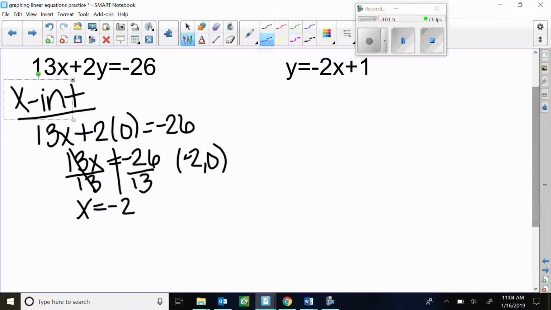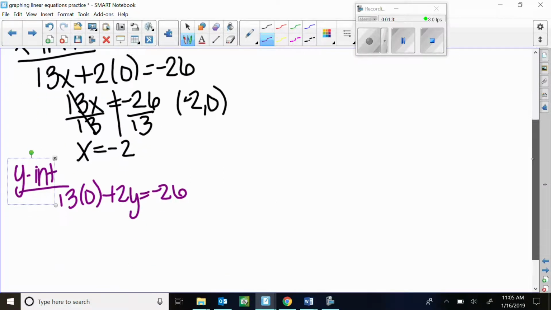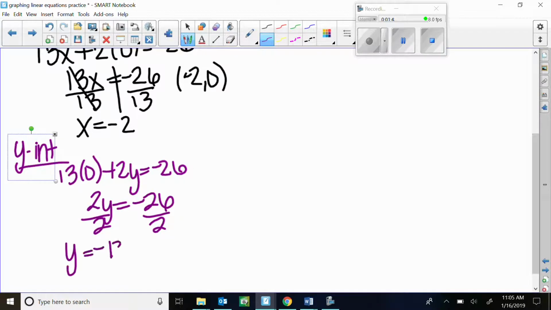Now, when I want to solve for my y-intercept, I plug 0 in for x, and I have 13 times 0 plus 2y equals negative 26. 13 times 0 is just 0, so I have 2y equals negative 26. Divide both sides by 2, I get y equals negative 13. I would write that as (0, negative 13).